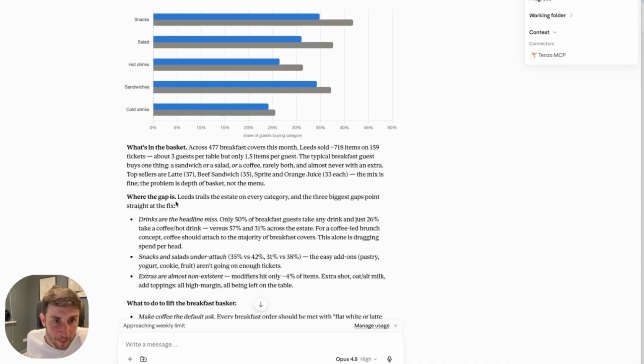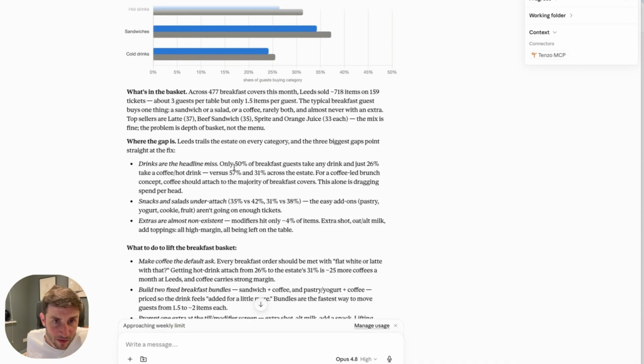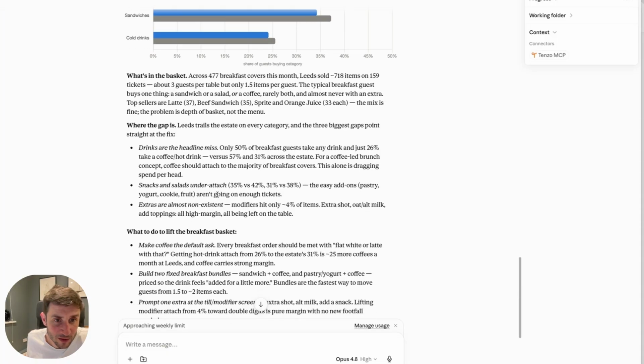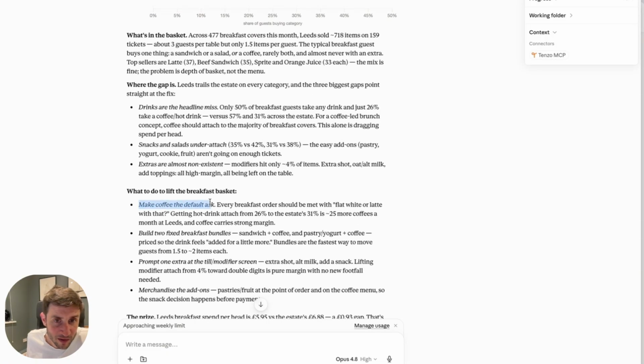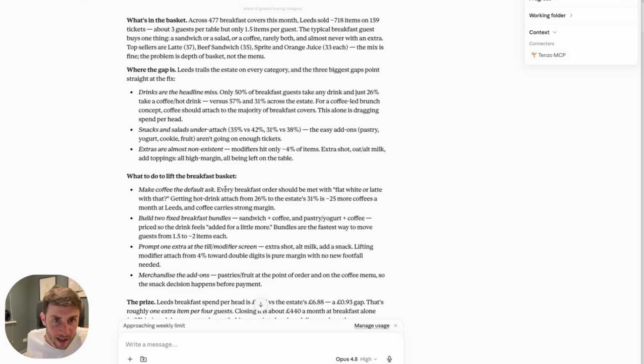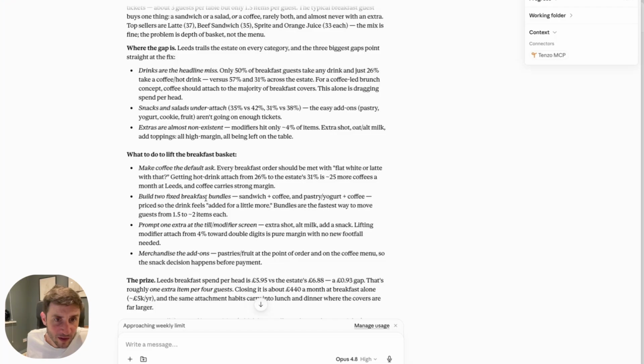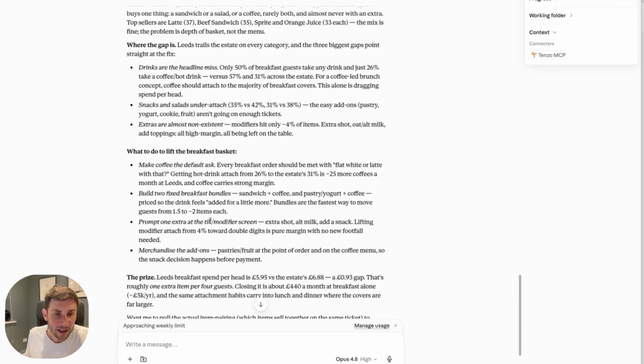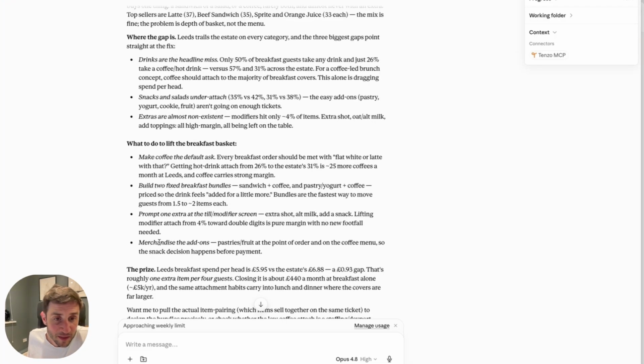So where the gap is, drinks are the headline miss, only 50% of guests take any drinks. 26% take coffee, hot drink versus 57% and 31%. So here I know what the difference is, and I can start speaking to the team. Make the coffee the default ask. Every breakfast should be met with a flat white or latte with that. Build 2 fixed menu breakfast bundles, sandwich plus coffee and pastry yogurt. Prompt 1 extra at the till and the merchandise add-on.